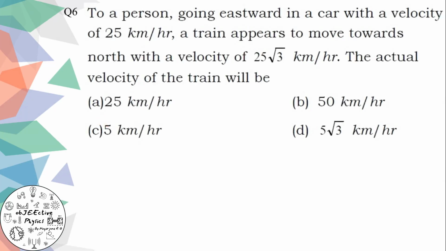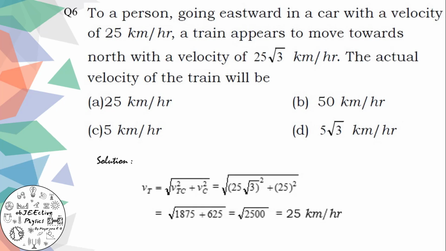Question number 6. To a person going eastward in a car with a velocity of 25 km per hour, a train appears to move towards north with a velocity of 25 root 3 km per hour. The actual velocity of the train will be. Solution. Vt is equal to root of vtc square plus vc square, that is equal to root of 25 root 3 whole square plus 25 whole square. Answer is 50 kilometers per hour, where vtc is the relative velocity of train with respect to car.